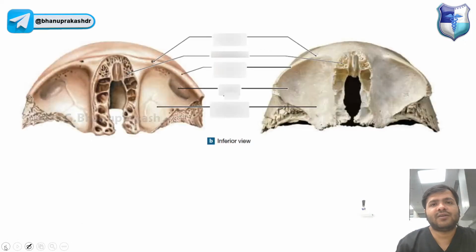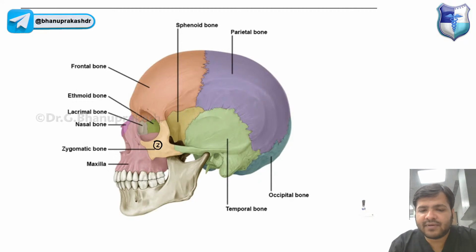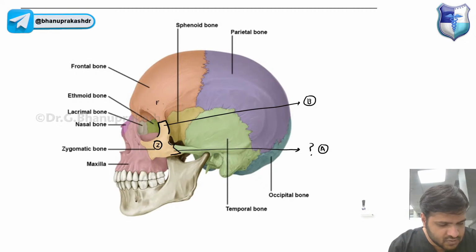Okay, let us first try to see in the main skull. If you look, this is the zygomatic bone. It basically has two processes here. Can you see one process which is going towards the temporal bone? Can anyone tell me the name of the process marked with A? And the name of the process marked with B, which is going towards the frontal bone?